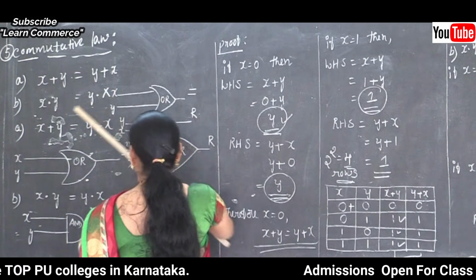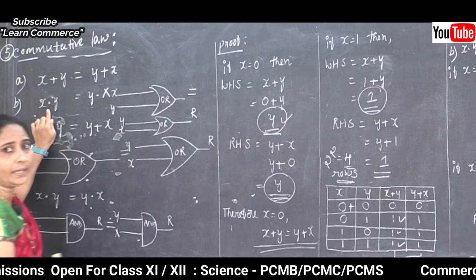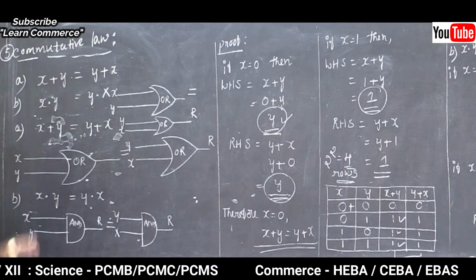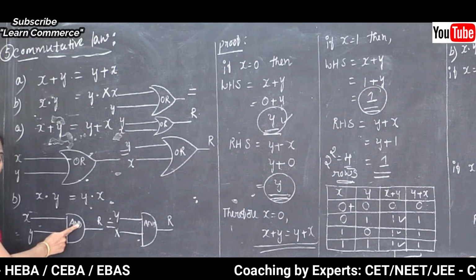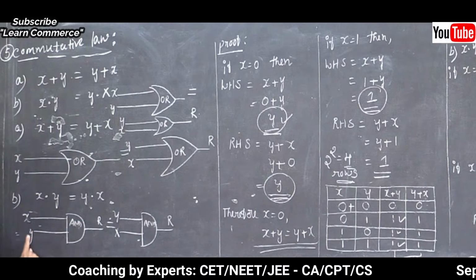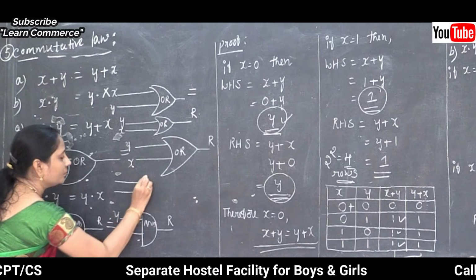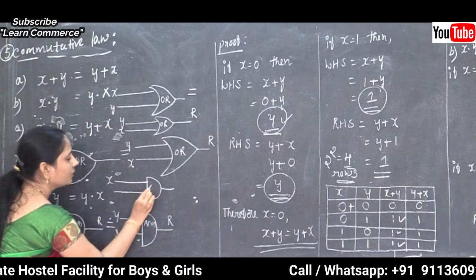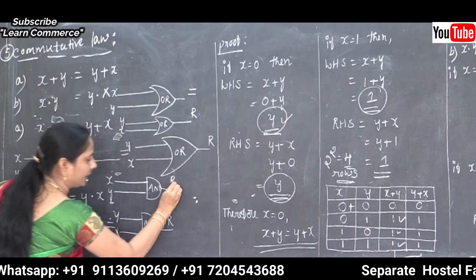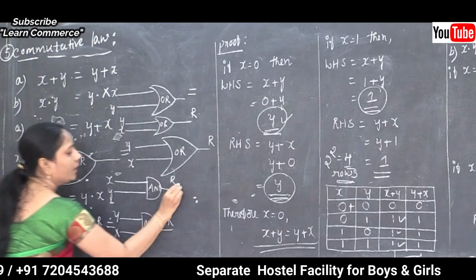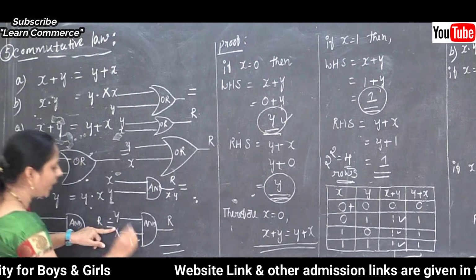Now let's go to the second law, x and y is equal to y and x. The first thing, x AND operator gives x and y. Clear this point here? x and y, that is equal to the result. The result is x and y. The second thing is y and x.